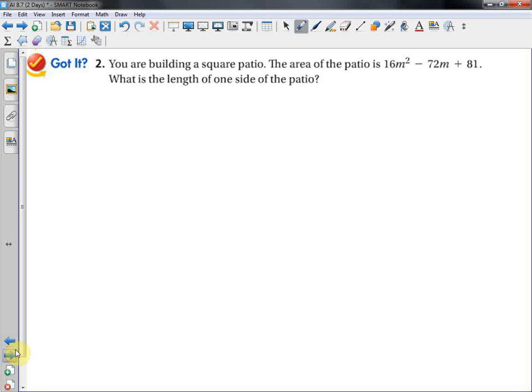Here's another one where we have a square patio, so similar to the pixel example, only difference is that square patio is quite a bit larger than a pixel.